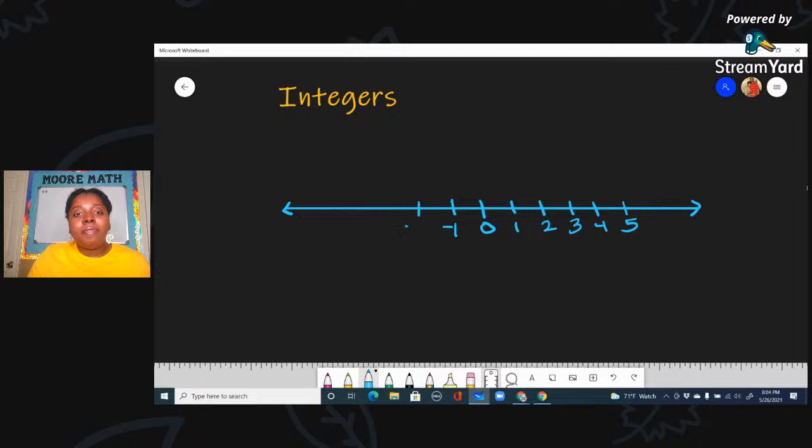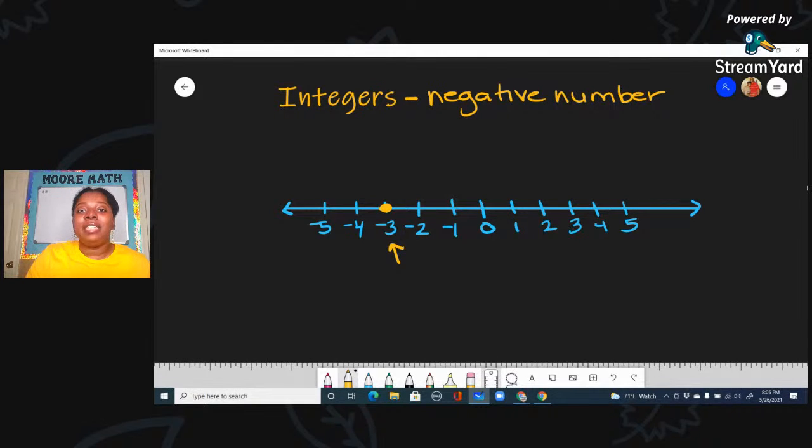Okay. So if I said graph negative 3, what do you do? Well, you go to negative 3, which is right here, and you're going to put a circle. So an integer is a negative number, it is a positive number, and 0.